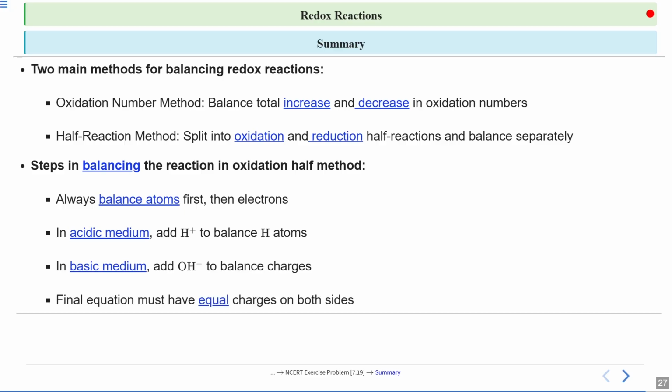And in the final equation, we will always check that both the reactant and the product side must have equal charges on both sides, and also the equal number of atoms participating in the reactant while forming the product. So this is all about the balancing of redox reactions with the help of oxidation number method in both the acidic medium and basic medium. I hope this lecture is clear to you with each and every concept that we have studied here.